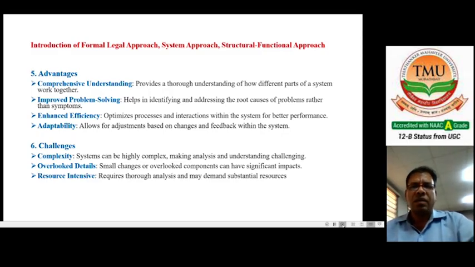Now, what are the challenges of the systems approach? When we're talking about challenges, one important challenge is complexity. Systems can be highly complex, making analysis and understanding challenging. Another is overlooked details: small changes or overlooked components can have significant impacts, and these significant impacts require thorough analysis and may demand substantial resources. So these are the very important parts of the systems approach.